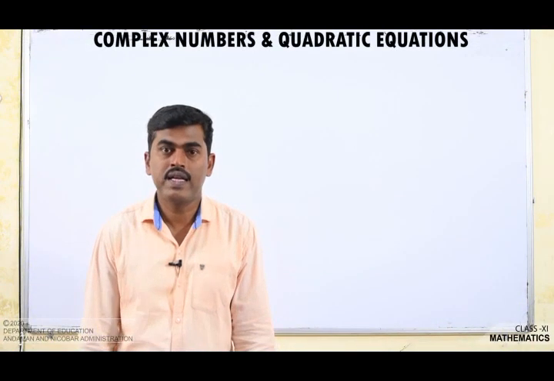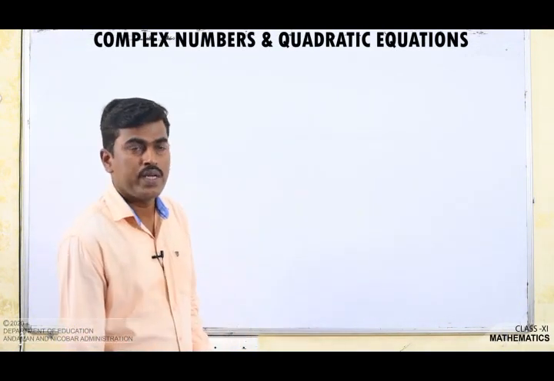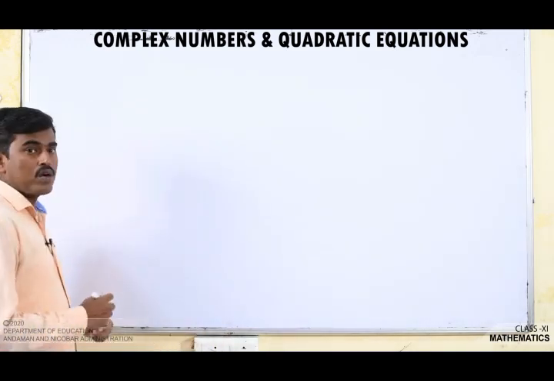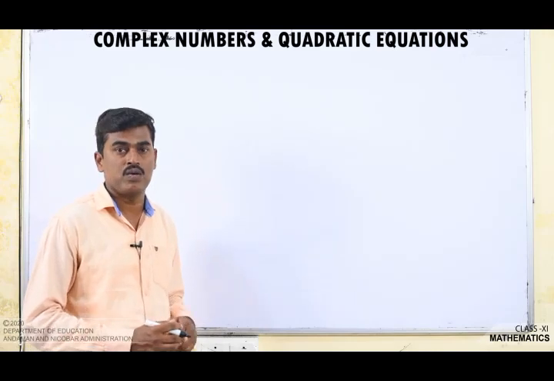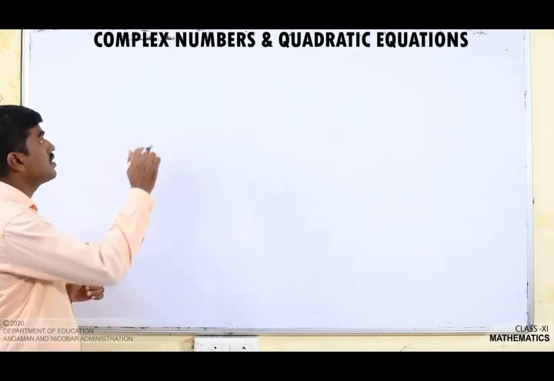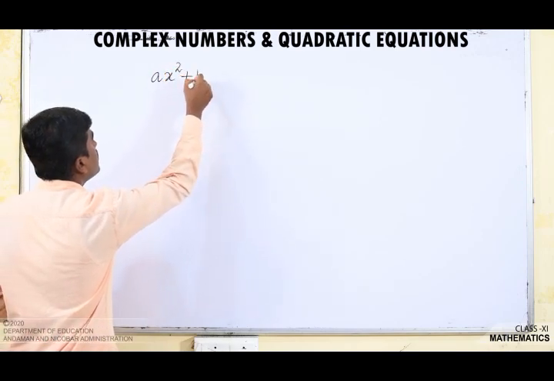Hello students, let's continue the lesson on complex numbers and quadratic equations. So today we will see how to solve a quadratic equation when the discriminant is less than 0, that is b square minus 4ac is less than 0. So let us take the general form of the quadratic equation.